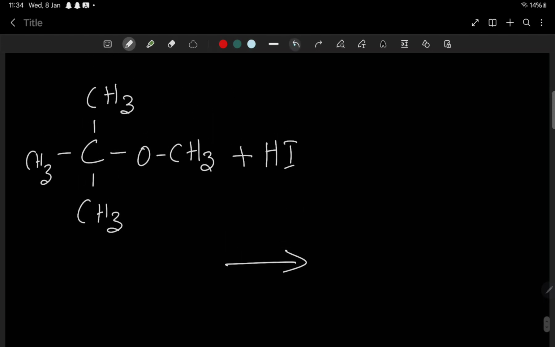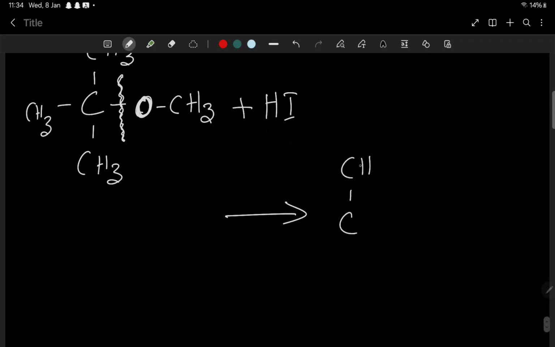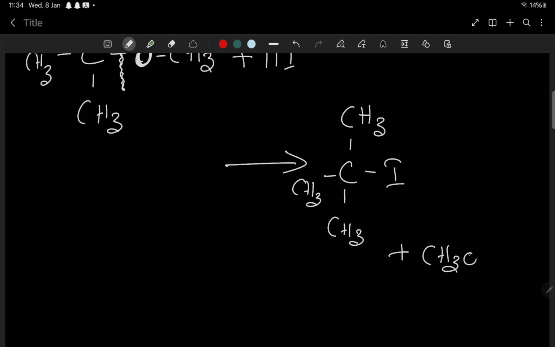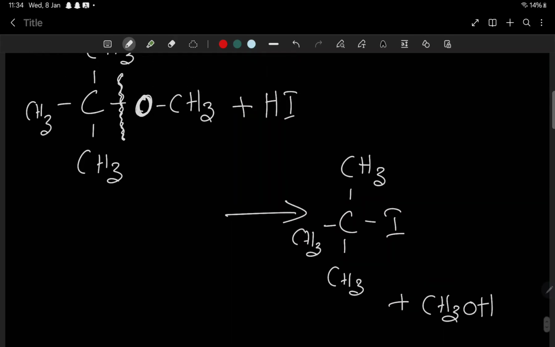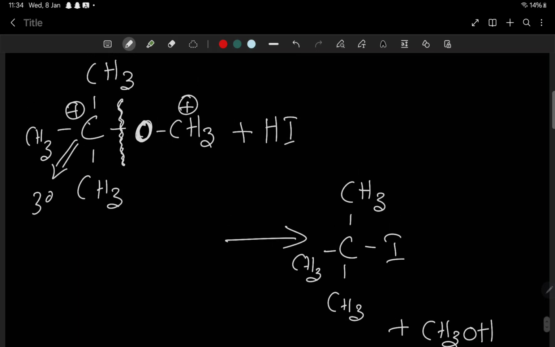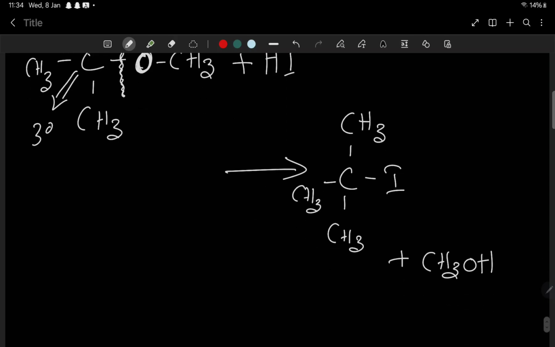You know where it will break? It will break here, because oxygen always prefers smaller groups. Understand that. And we get the compound as CH3 CH3 CH3 I plus CH3OH. Or you understand that there is a carbocation intermediate forming, and this carbocation is stable, tertiary. The other is primary, so tertiary is more stable, hence I go and join them. You understand it in these two ways.